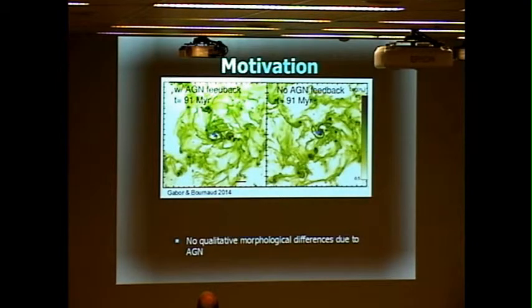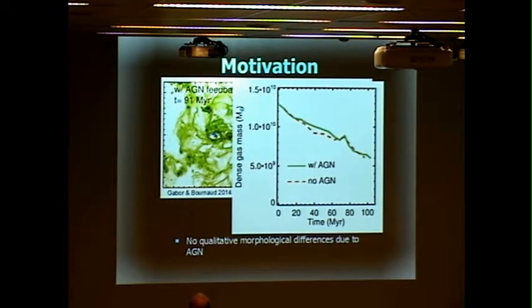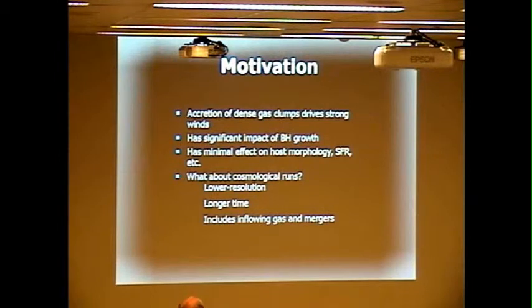Here's just a picture of one of these galaxies run with and without the AGN feedback. Morphologically, it looks very similar. And if you look at the total gas mass within the innermost region, within 5 kiloparsecs, the effect of the AGN seems fairly minimal. So from these isolated galaxy runs, we can see that resolving high-density gas clouds has a very important effect on the black hole's growth. And it has very strong outflows, but it does not appear to have much of an effect on the host galaxy.